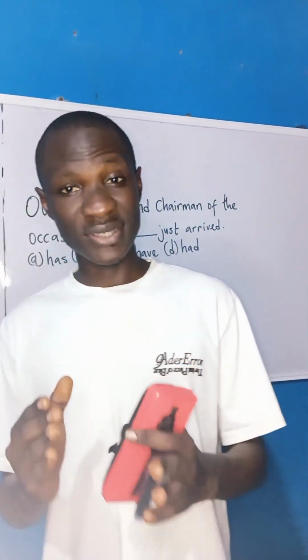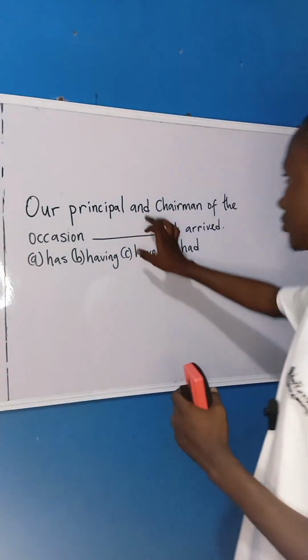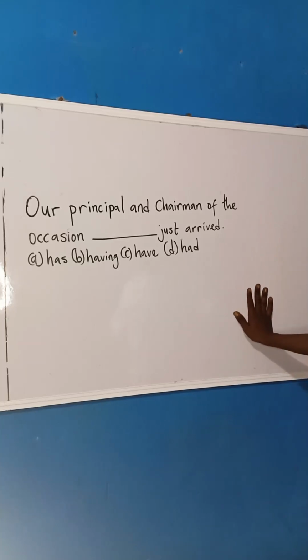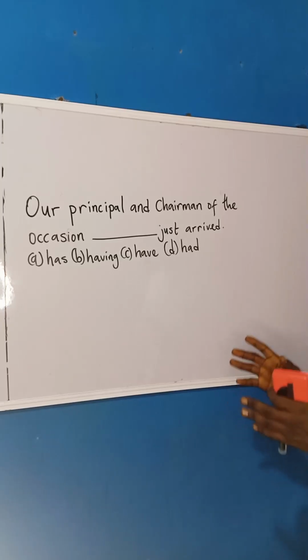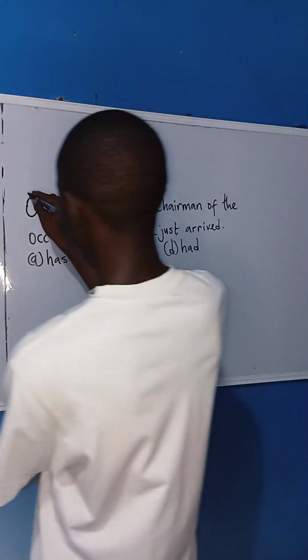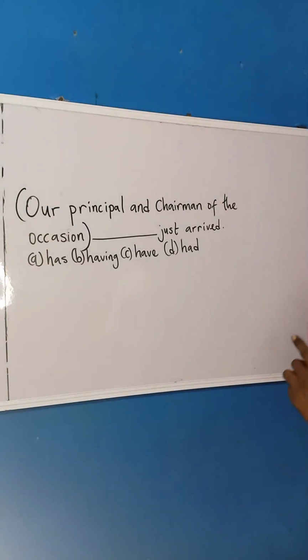You will think you understand singular and plural very well until you come across this question. Our principal and chairman of the occasion that's just arrived. If you want to answer this question, first ask yourself, where is the subject? This is the subject. Our principal and chairman of the occasion.